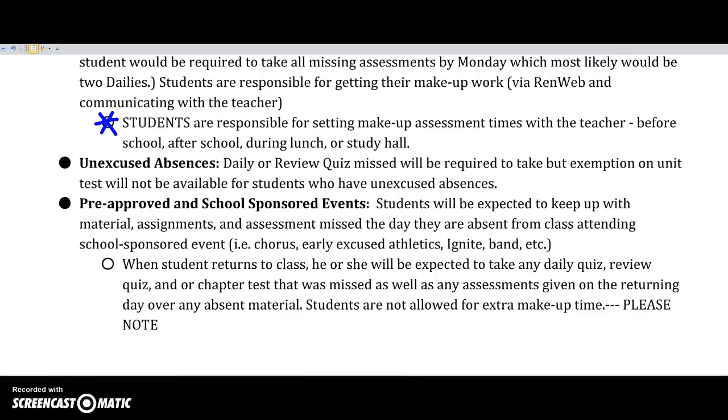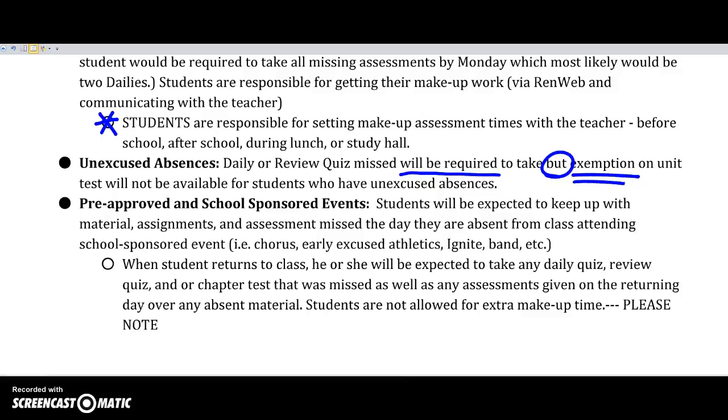Unexcused absences, daily or review quizzes missed will be required to take. But the exemption will not be possible. So we still encourage that mastery of the knowledge, but because it is unexcused, the opportunity to be exempt from the unit test will not be available.